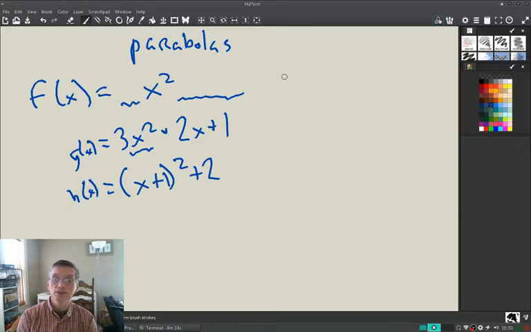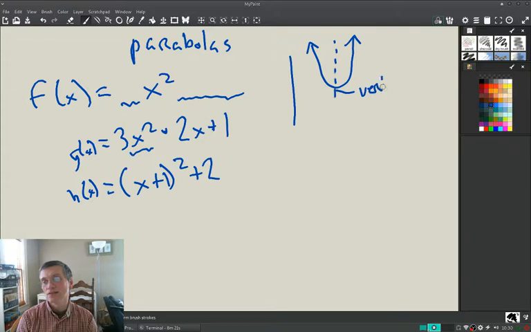This is what a parabola looks like. They're symmetric about their vertex. This is called the vertex. Sometimes they don't cross the x-axis here. Sometimes they just touch it at one point, and sometimes they cross it at 2 points. So there's either 0, 1, or 2 intersections or x-intercepts for a parabola.